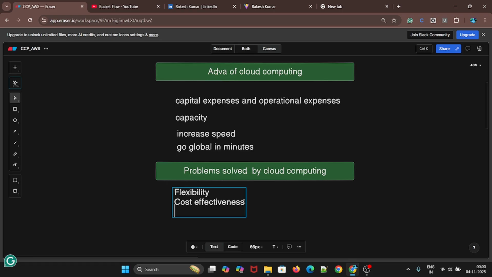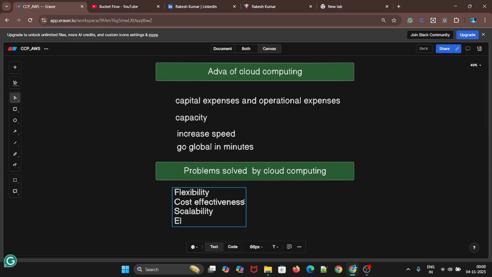Then the third one is scalability. If you have a dedicated server for one application, you have a limitation on that server: how much RAM you can use, how much CPU you can utilize. But on cloud computing there is no limitation. You can go as much as you want.